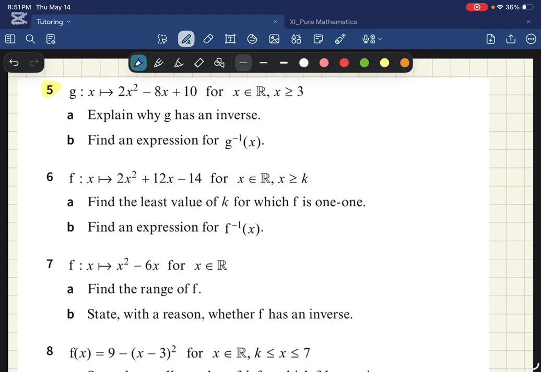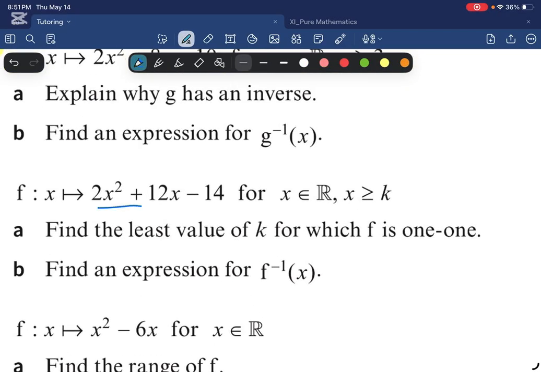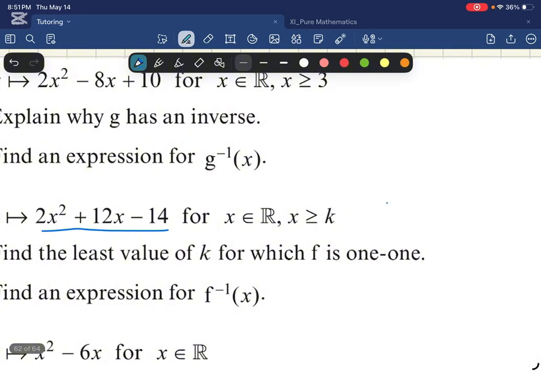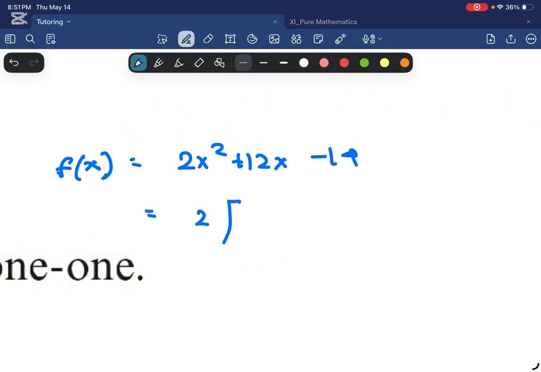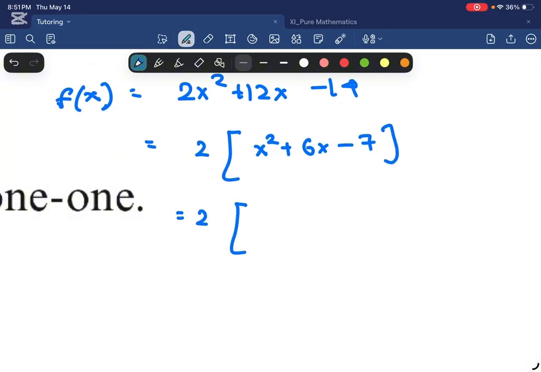Question 6. So we are given this expression. F of x is equal to 2x squared plus 12x minus 14. So I can factor out the 2. I have x squared plus 6x minus 7. And then I can complete the square inside. So x plus 3 squared minus 16, I believe so. Because 3 squared is 9, and then 9 minus 16 should give me negative 7. But let me just check on my calculator very quickly.